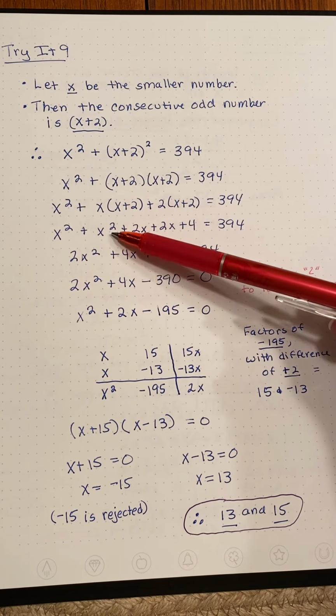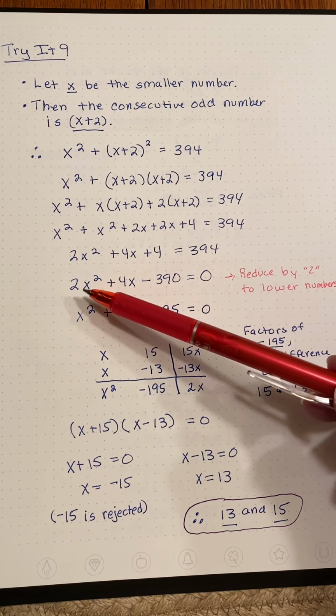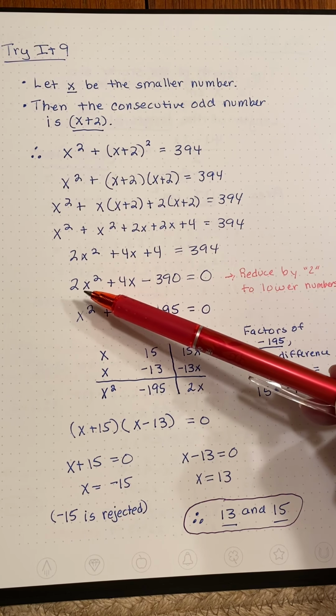I'm going to now make this equal to 0. So I bring my 394 over by subtracting it. I have 2x squared plus 4x minus 390 equals 0. I have to remember, if I want to work with lower numbers, which makes things lots simpler, I can reduce this by 2, because they're all even numbers. So that makes x squared, divide through by 2 here, I have 2x. I divide through by 2 here, I have 195. So it's kind of like as low as it will go.